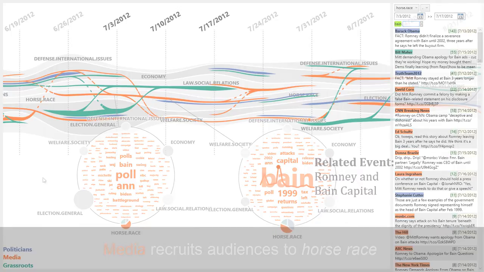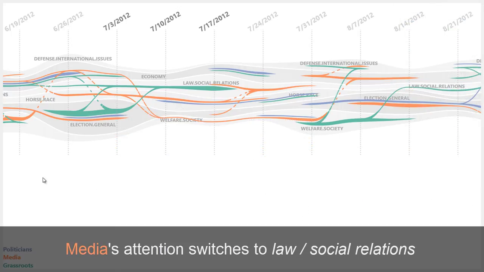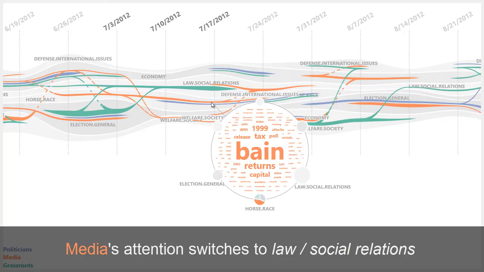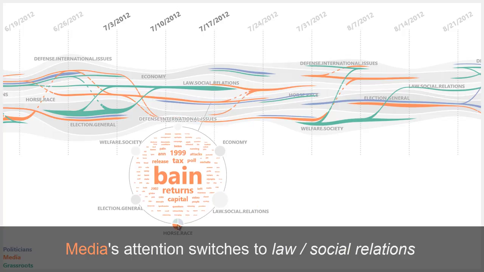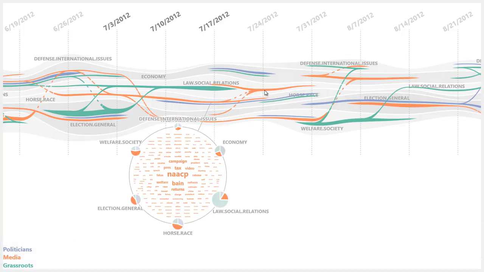Around July 17th, we found that the layer representing the horse race topic shrunk, while the law, social, and relations issues became more prominent. We can also observe a transition of topical focus of the media group from various topics to the law, social, and relations topics. Word clouds help us quickly examine what the media was talking about during the time.